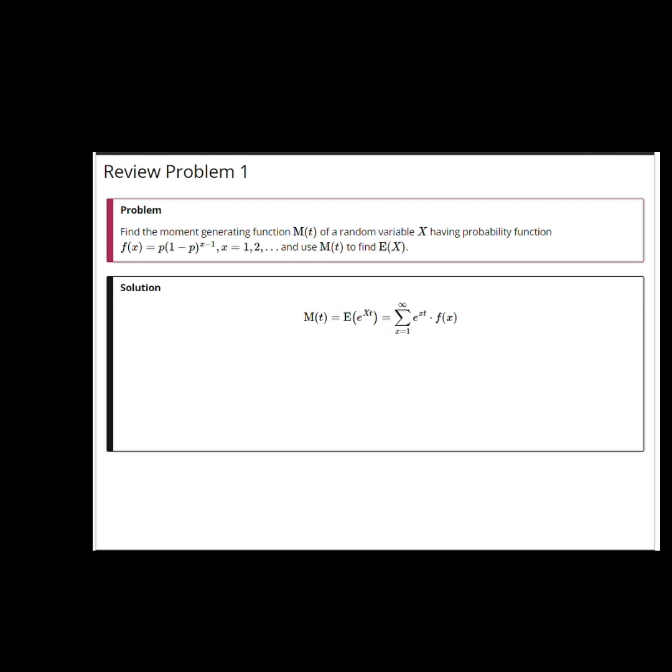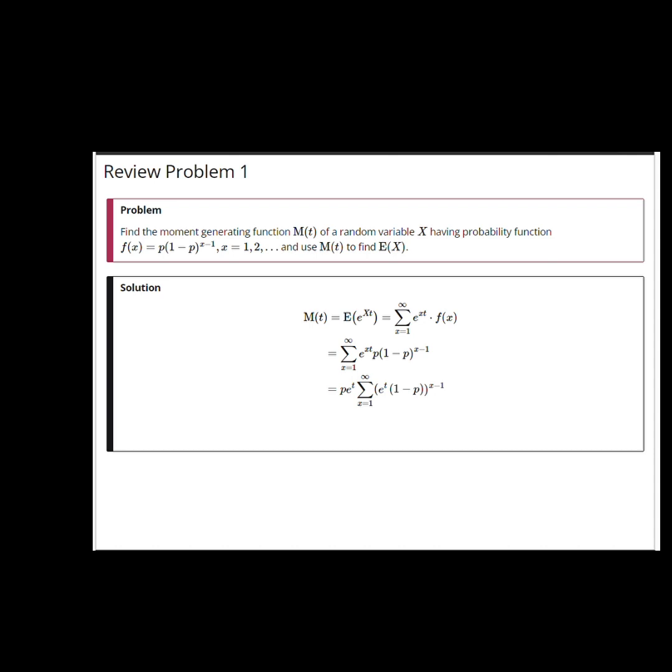Solution. M of t is the expected value of e to the xt, which we can write down as usual as the sum over x of e to the xt times f of x. And when we substitute the probability function, we discover, once more, that there are two terms, both raised to the power x minus 1, e to the t and 1 minus p. And it's always a good idea to pool those two terms. If I do, I'm left with two quantities outside the summation sign, namely p and e to the t.